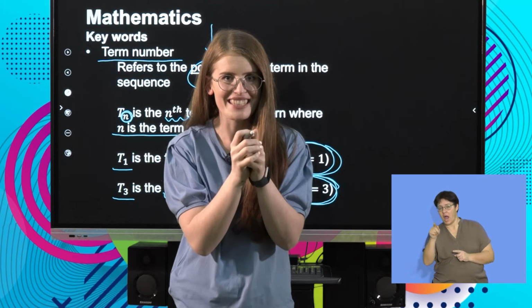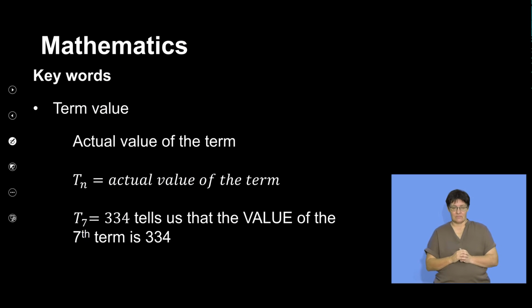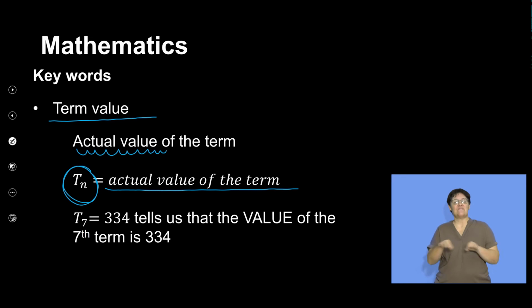Wonderful. Let's look at the next definition. The next definition is term value. This is the actual value of the term. So we can substitute in a number that is the actual value of the term. So you'll have Tn is a specific number.